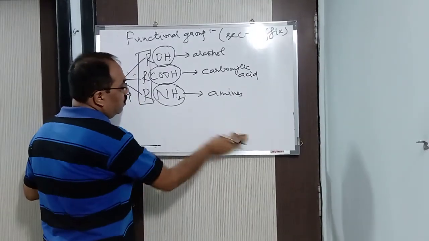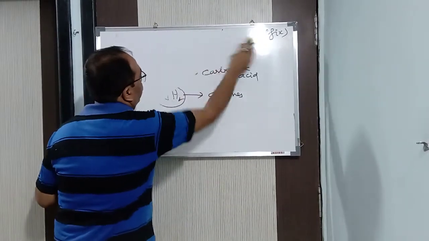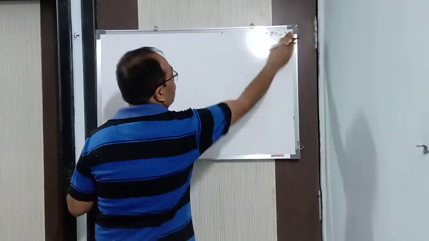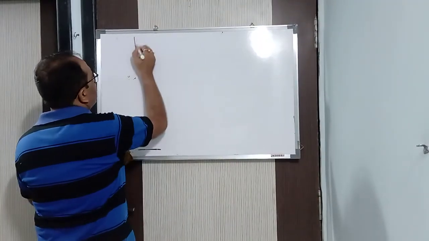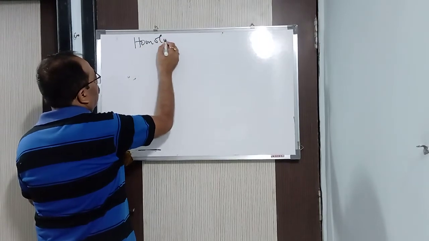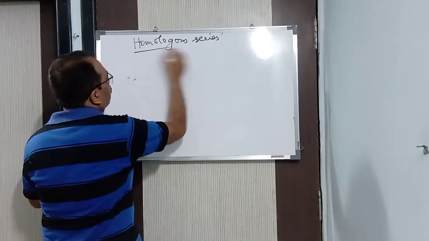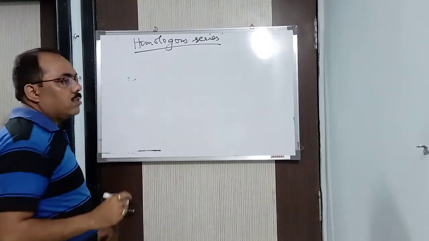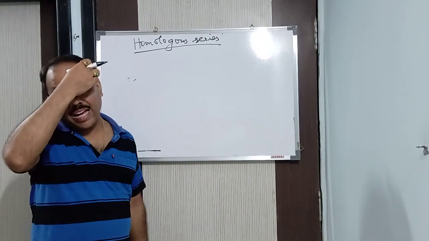So you understood what is a functional group. Next, we are going to come to homologous series. What is a homologous series? Homologous series is a series. Alright, it has got some characteristics.